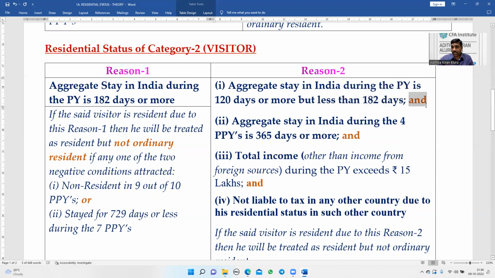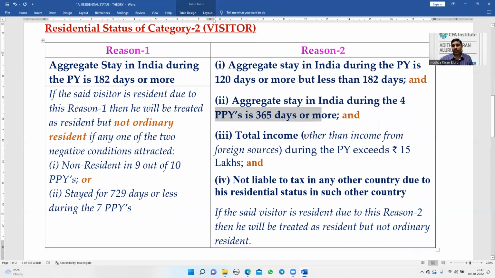And remember, this is under aggregate stay in India during the 4 preceding previous years. What is PPY? Preceding previous years. Ignore the current, relevant previous year and go back the 4 previous years. So the 4 preceding previous years should be 365 days or more.